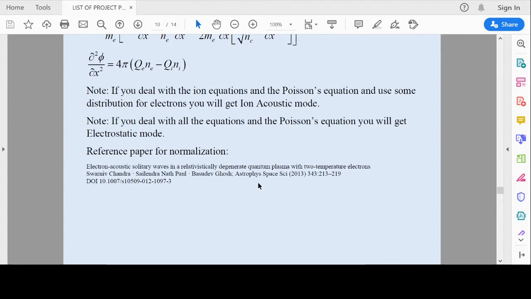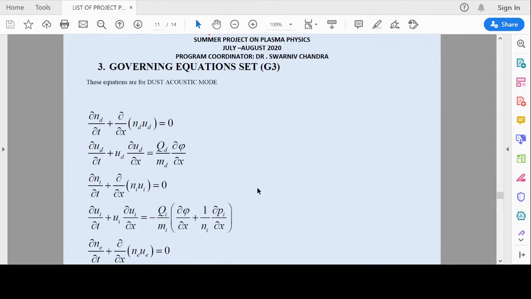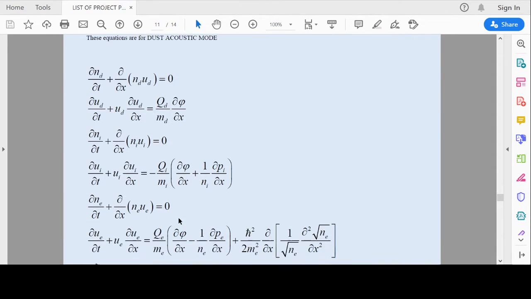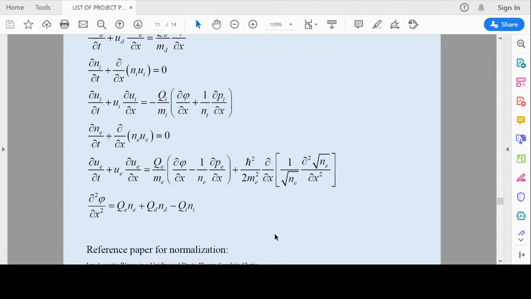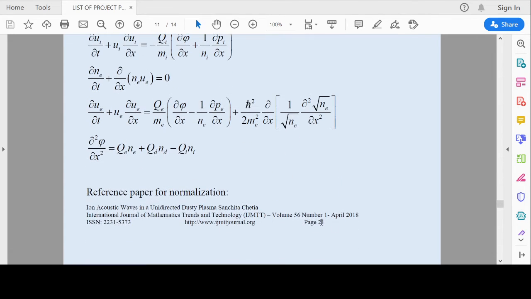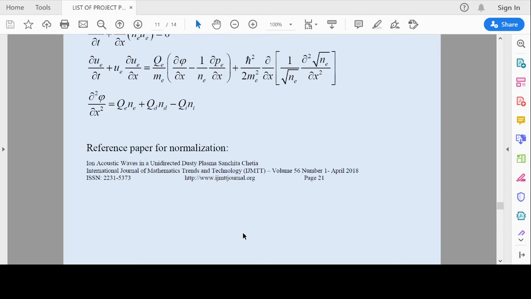Similarly, you have something for a quantum plasma, G3. It's in this part. You see, this is the dust acoustic mode. You have the dust equations, the ion equation, and the electron equation. Electrons have the quantum effect. Now, I will provide you with the normalization schemes.